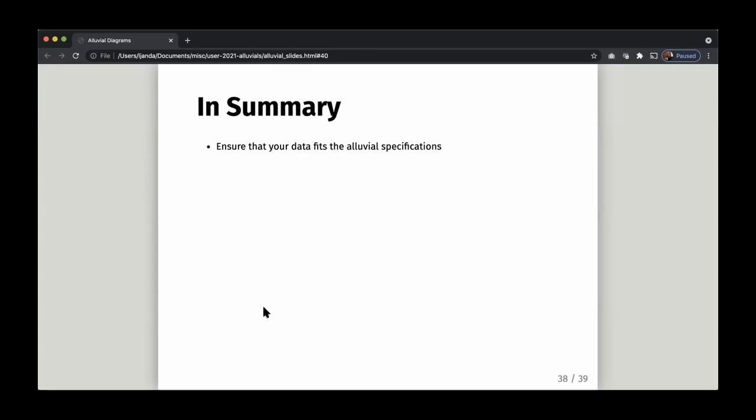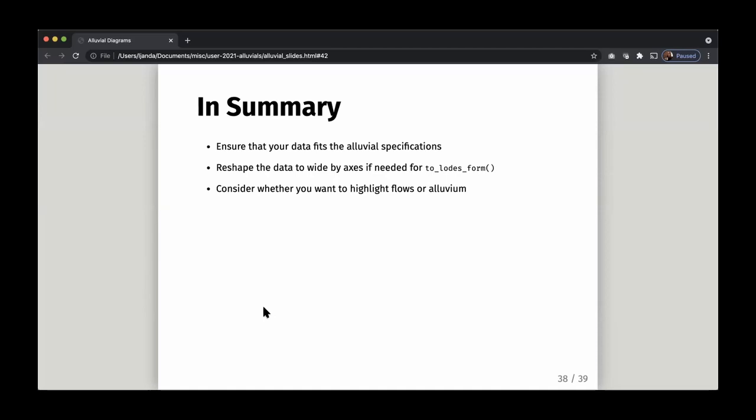So in summary, I want you to ensure that your data really fits the alluvial specifications. Does it make sense? It can be fun to make alluvial diagrams, but I would say often your data might not be the best fit for an alluvial diagram, unfortunately. So when you do have data that's a great fit, that's exciting, then you can reshape the data to wide by your axes if needed, in order to use that two loads form function. If it's already wide, you can just go ahead and use it. Consider whether you want to highlight flows or alluvium, right? Are you just showing the movement from one state to another, or are you showing the movement across the whole graph?